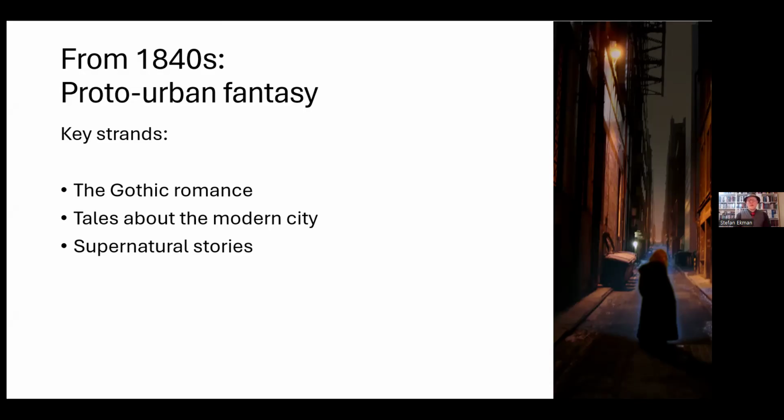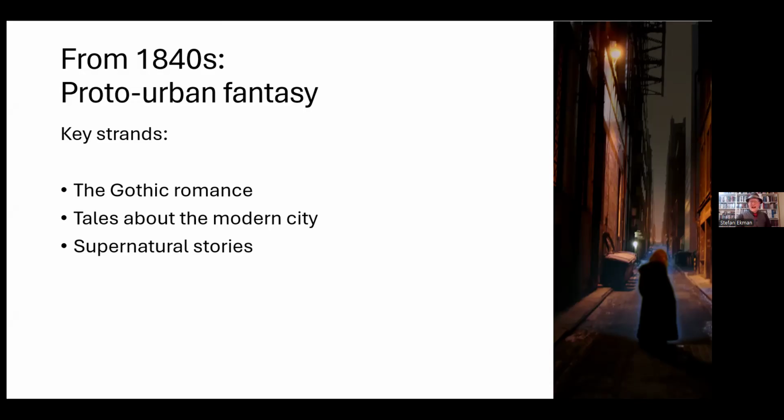So the work that I think illustrates proto-urban fantasy perhaps the best is Charles Dickens's A Christmas Carol from 1843. It has a clearly Gothic feeling to it, but it is very much a story about London, and it has a supernatural element. It sort of combines these. It's not the only such tale that Dickens wrote, but it is a well-known one and therefore well-suited to use as an example.